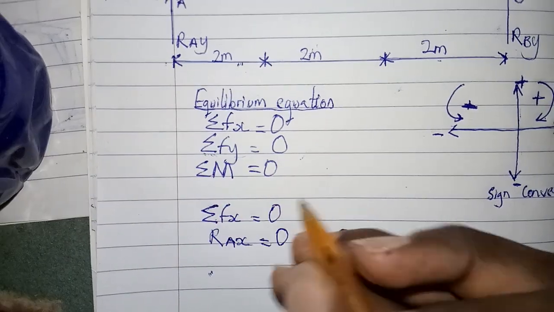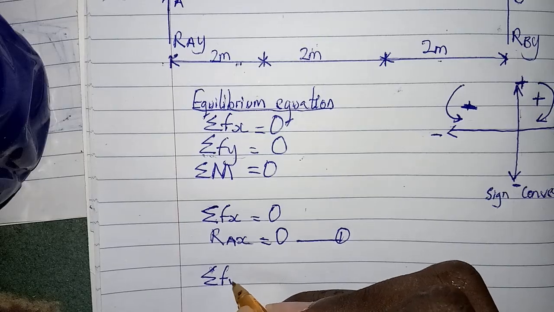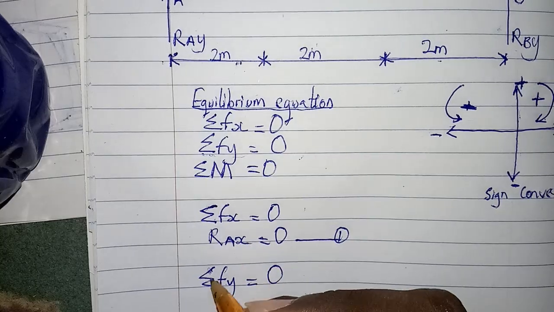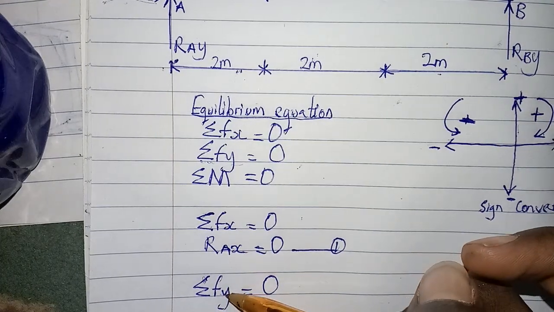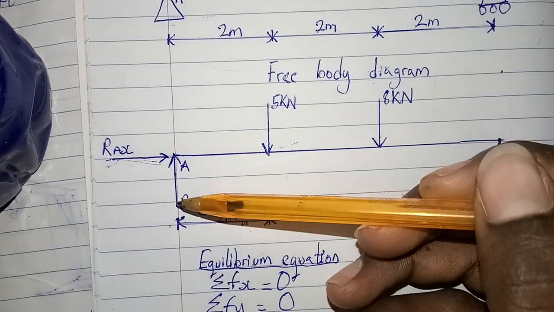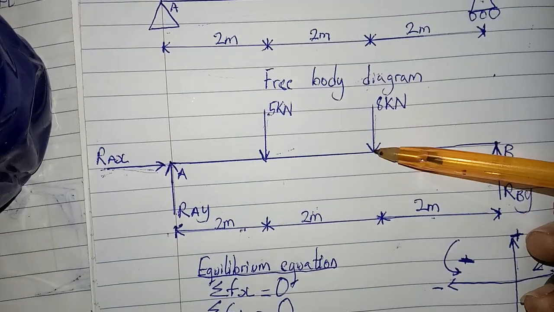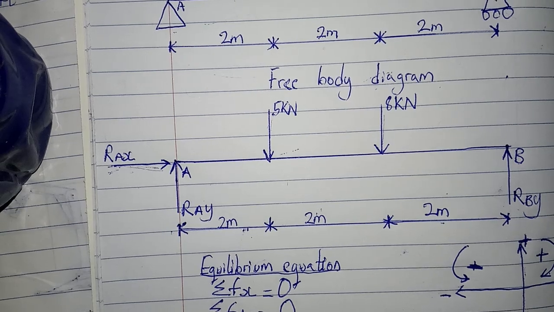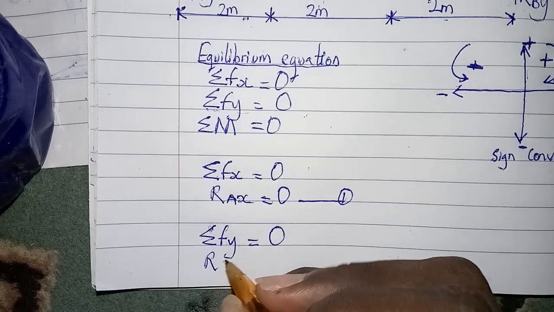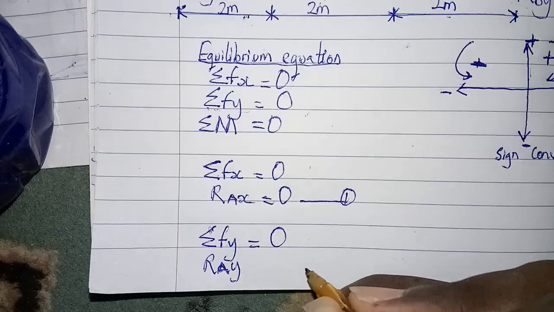Sum of forces along the vertical direction, sigma F y should be equal to 0. So sum of forces along the vertical direction will be this force first, this one, and this one. All are in the vertical direction. So you have R A Y.